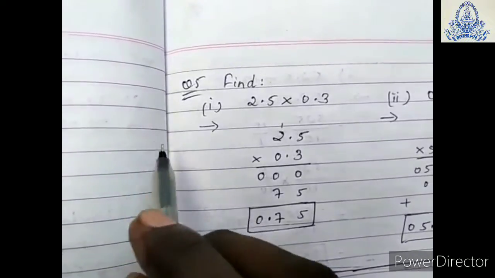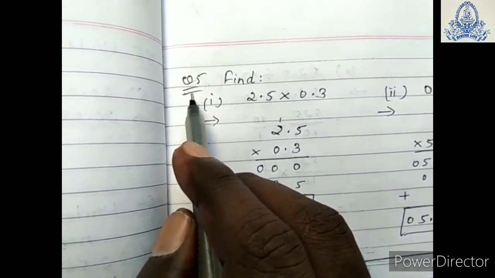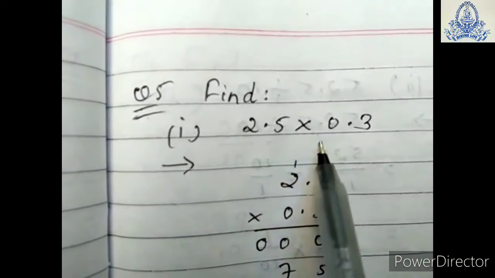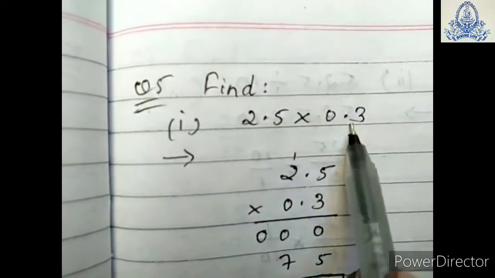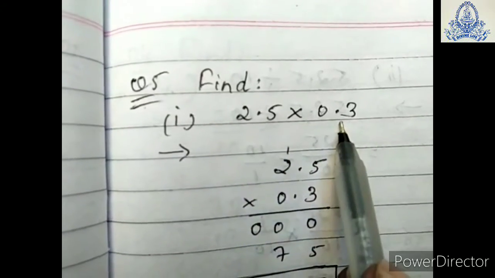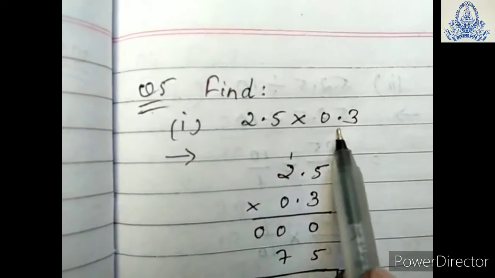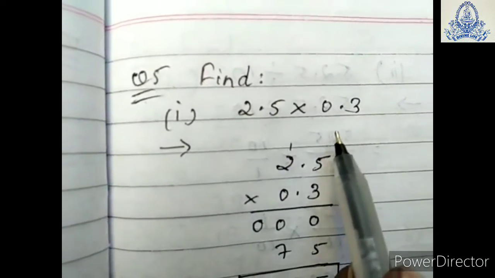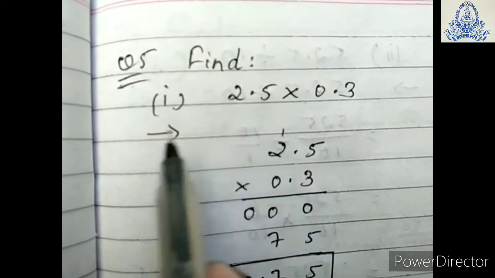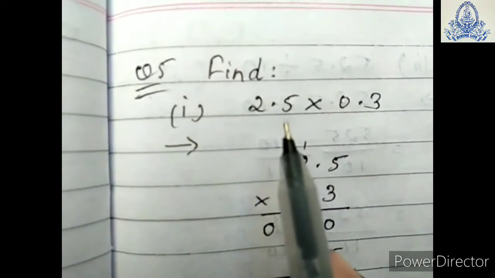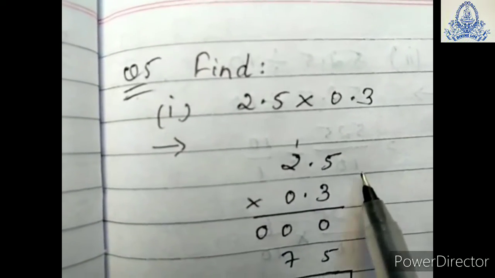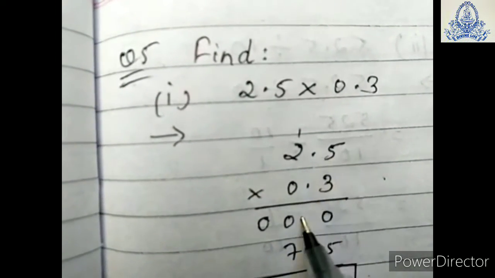We will move to question number 5 in exercise 2.6. Question number 5, find 2.5 multiplied by 0.3. Both have decimal digits and decimal points, and we have to multiply both numbers. In the normal way, the same multiplication method we have to follow. See carefully, no new methods are there. That is 2.5 multiplied by 0.3, same way.